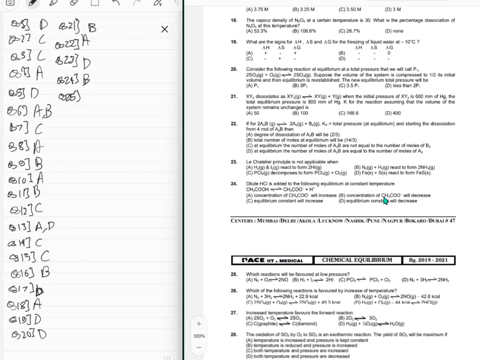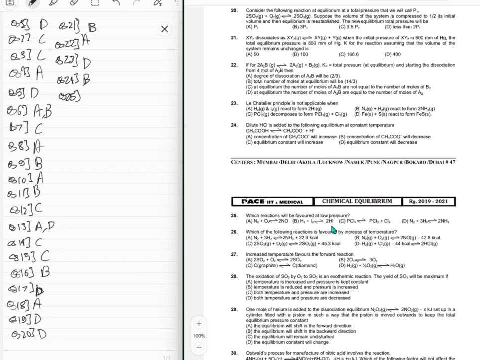Question number 25. Which of the reactions will be favored at low pressure? So low pressure, that means favored at low pressure. When it's low pressure, you want to increase pressure, right? Yeah. So this should have a higher pressure in that case. So a higher number of moles. So this doesn't work. A is just unaffected. B is unaffected. C is, yes, it's correct. At lower pressure, we will go to the right side. And D, no. So C, 25th C. So 26. Which one of the following reactions is favored by increase of temperature?